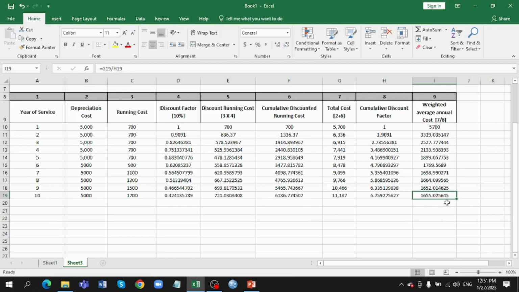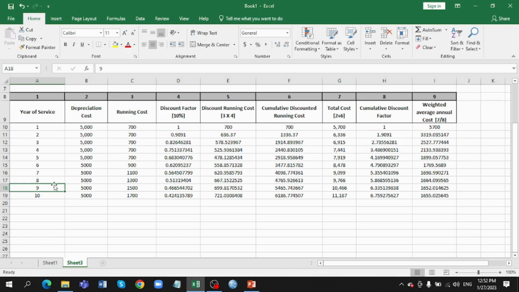If you look at all the values under the 9th column, this 1,652.01 is the minimum value. And this 1,652 point something occurs in the 9th year. So our 9th year is the optimum replacement period of your machine. Okay? So again, the lowest value here, the minimum value, is 1,652.01, and it occurs on the 9th year.